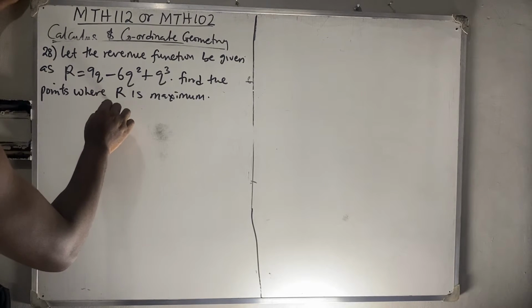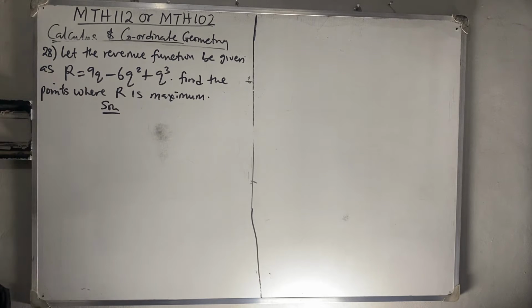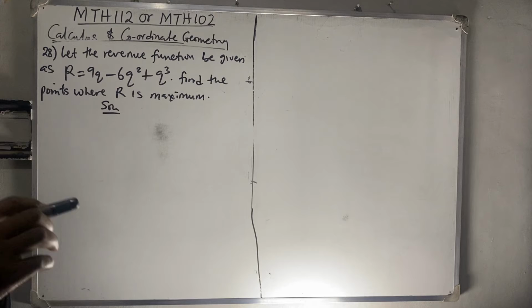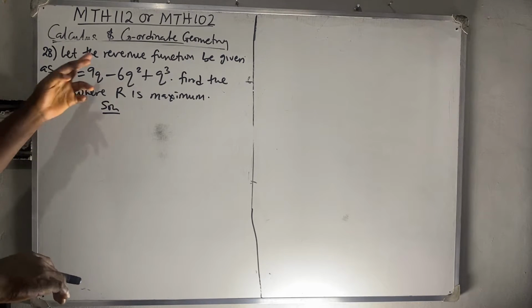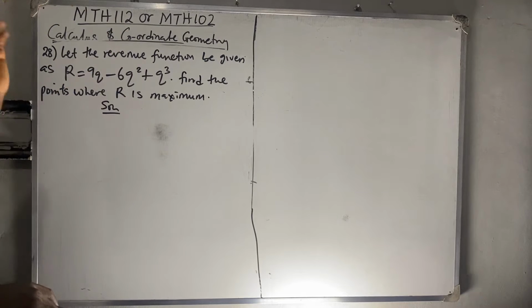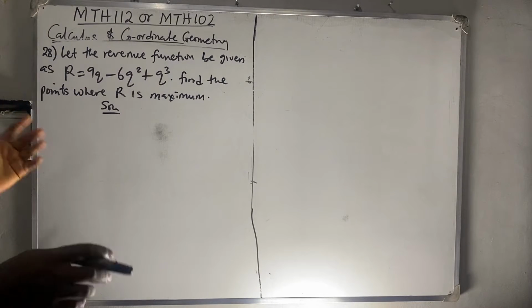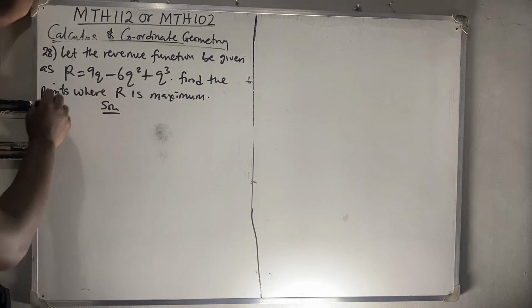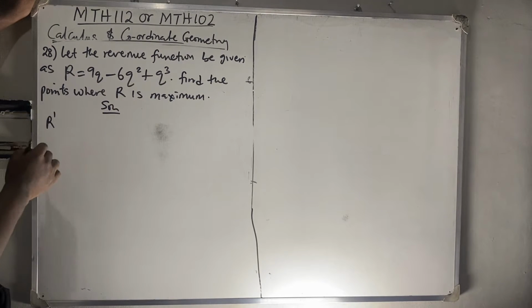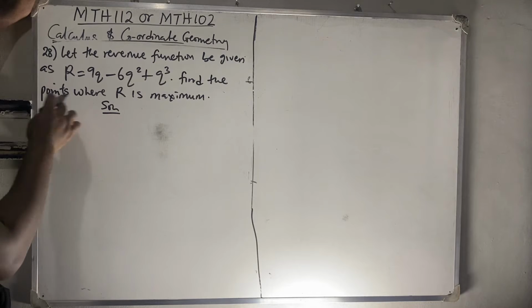Now, solution. First of all, we need to find the critical point. And don't forget that at the critical point, the first derivative is 0. And I told you that in a revenue function or cost function, marginal means to differentiate. So we need the marginal revenue function. So the marginal revenue function is given as R prime. You can write it down.